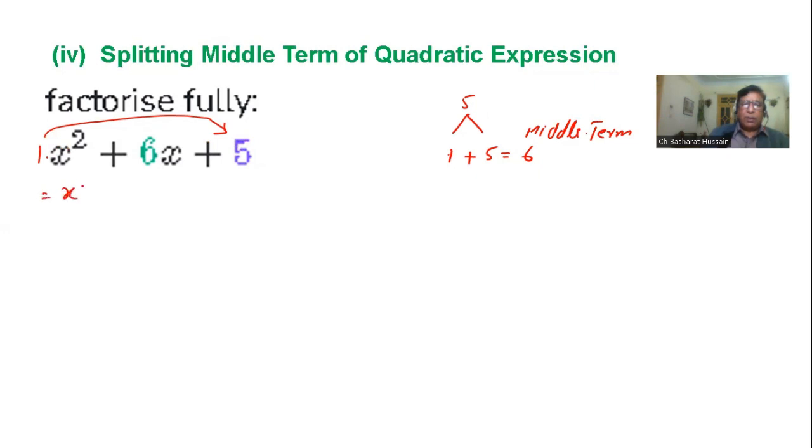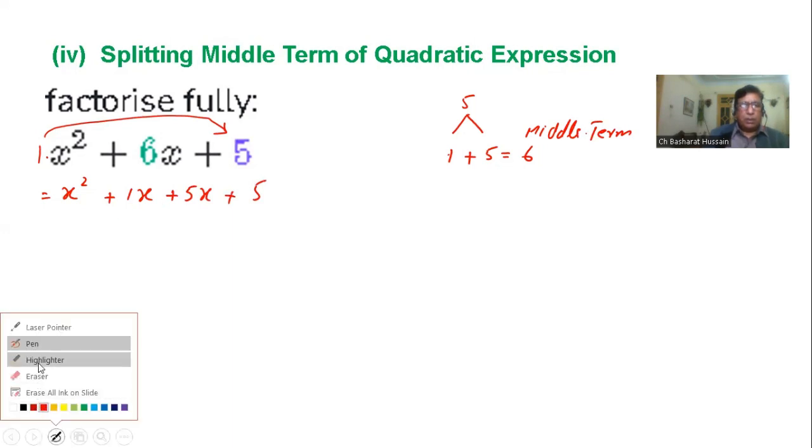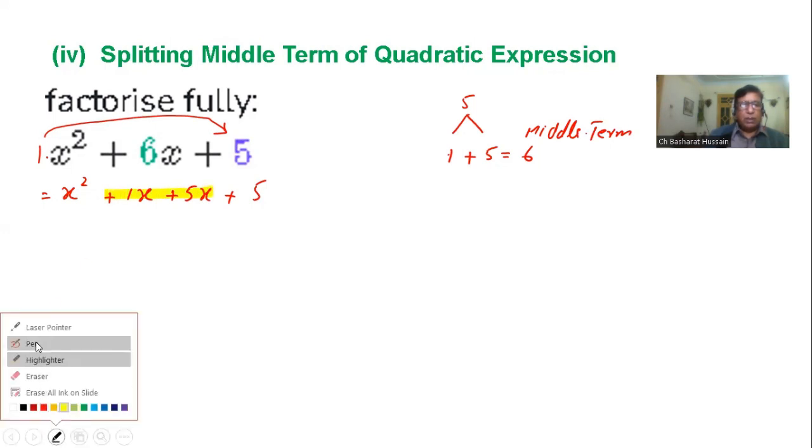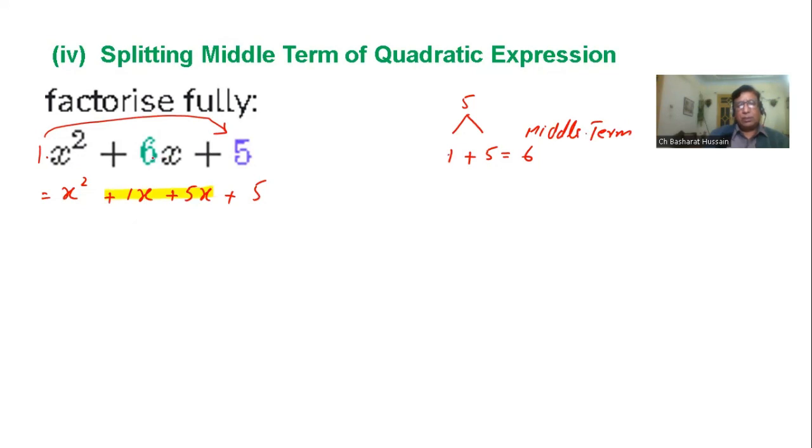So now we split the middle term, that is 1x plus 5x plus 5. See this: 1x and 5x, this is equal to 6x. That is why it is called splitting of the middle term. 1x plus 5x, so you will get 6x.